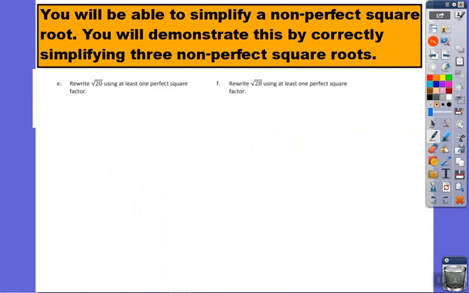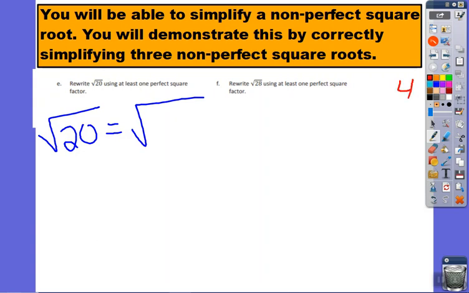So rewrite square root of 20 using at least one perfect square. I'm going to think about what my perfect squares are. They are 4, 9, 16, 25. I don't have to go really any bigger because I'm trying to get something that makes 20. So as you look at this list, do any of these numbers multiply to make 20? Sure, it is 4 times 5.